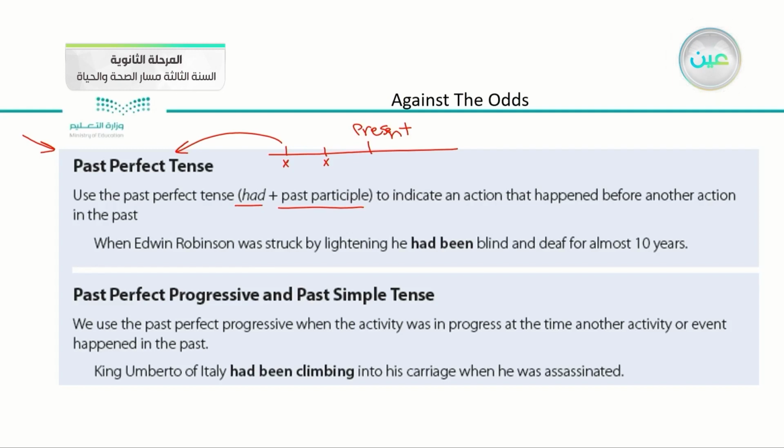After that, we have past perfect progressive and past simple tense. We use the past perfect progressive when the activity was in progress at the time another activity or event happened in the past. So we have two events happening at the same time, but they are both in the past. For example, King Umberto of Italy had been climbing into his carriage when he was assassinated. So what he was doing, he had been climbing. And what happened to him at the same time? He was assassinated.